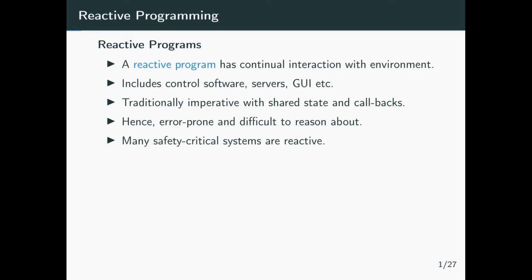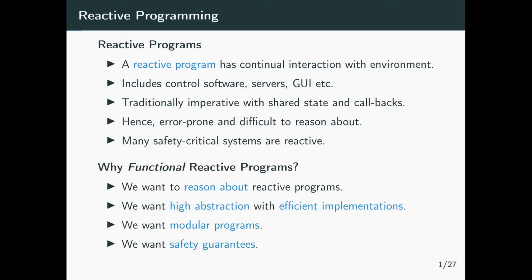And this is very important nowadays because many safety-critical systems are reactive systems. So we want to do better. So we want to do functional reactive programming. And why? Well, we want to reason about our reactive programs. We want high abstraction with efficient implementations. We want modular programs. And importantly, we want safety guarantees. We want to know that our programs do not go wrong.